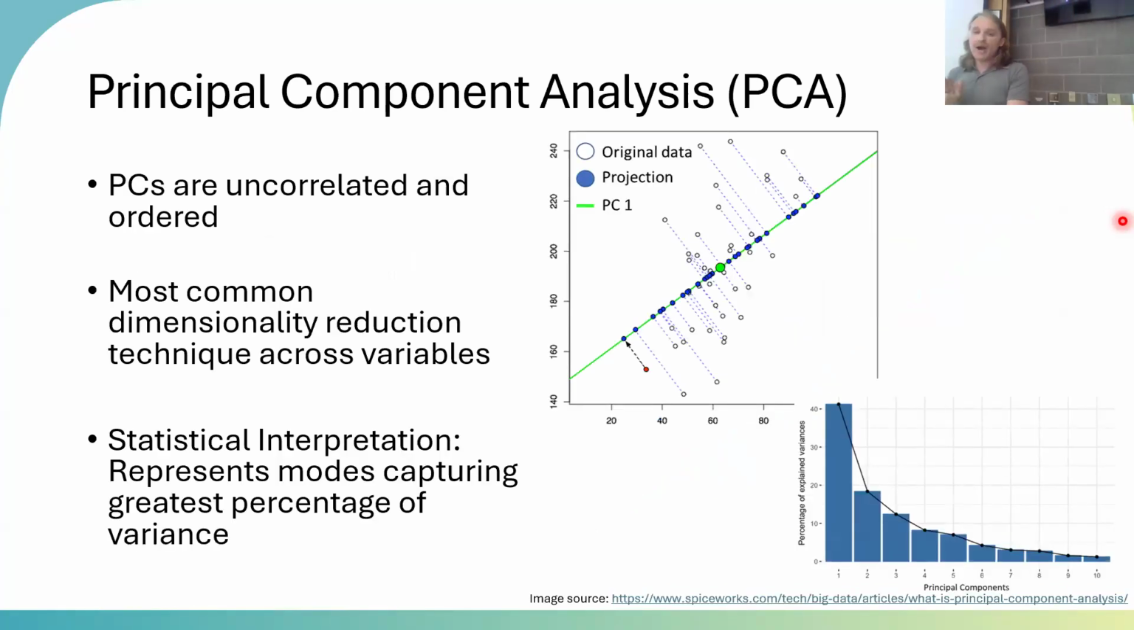Key things to note about our principal component analysis. The principal components themselves will be uncorrelated and they're ordered, assuming you're using a software package that's typical for that. And as I mentioned before, this is the most common dimensionality reduction technique that you're likely to see when working with data or working with variables.